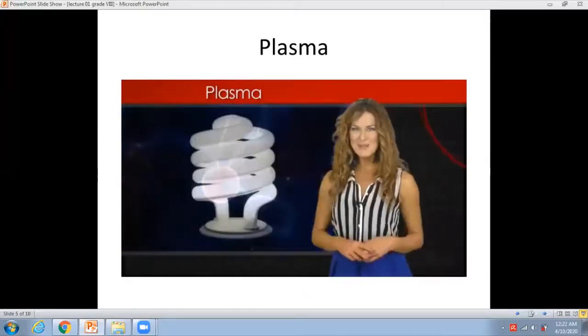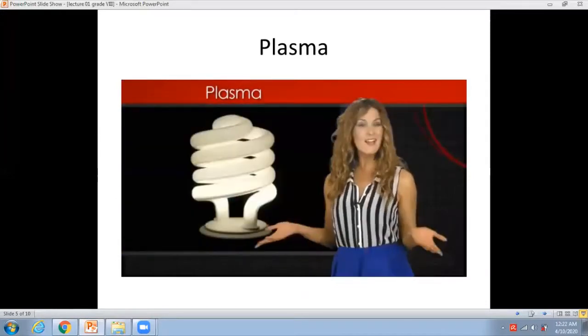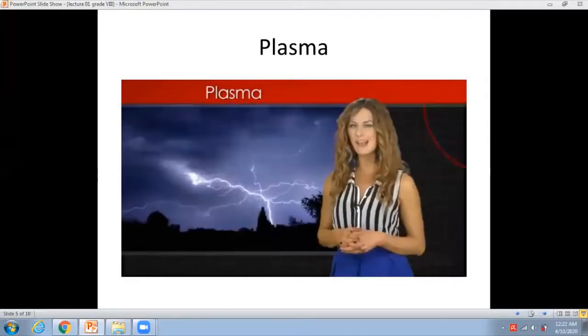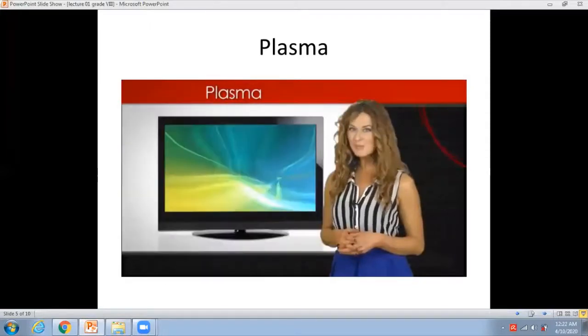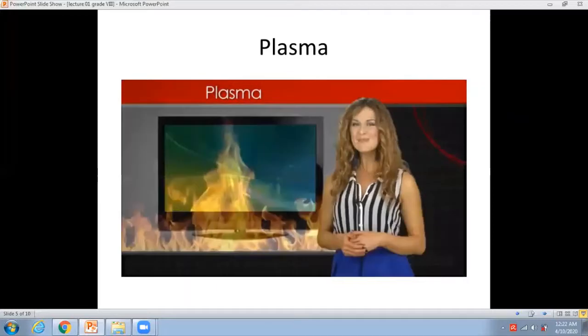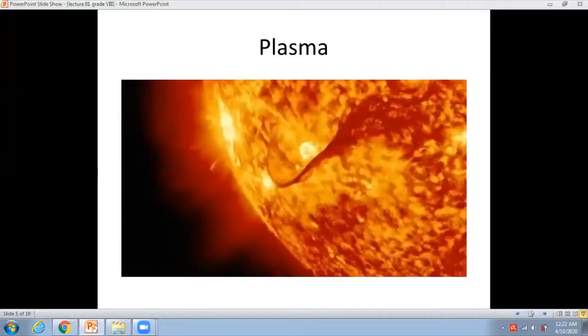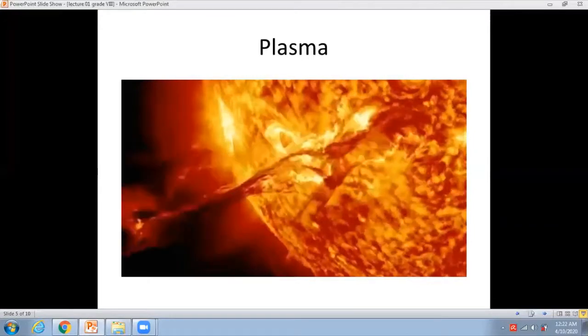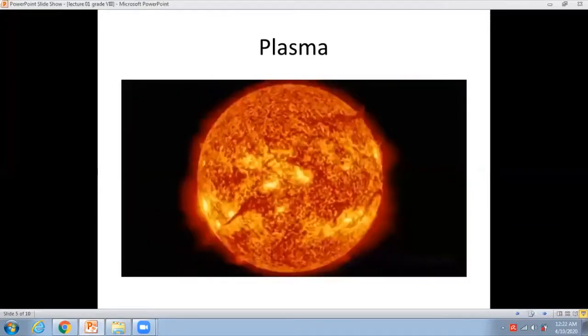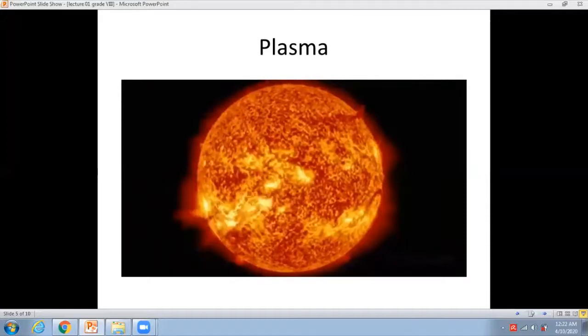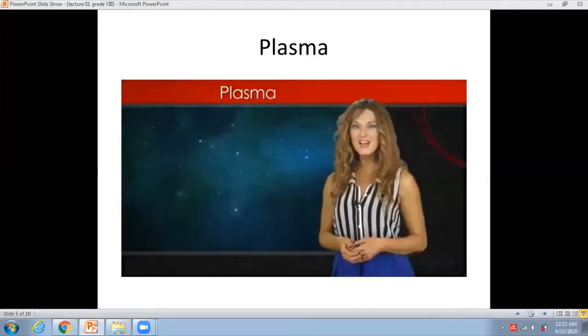Plasma gives neon and fluorescent lights their glow, is formed during lightning strikes, and of course is present in plasma televisions. Chemists also classify fire as a plasma. Plasma makes up our sun and is visible in the solar flares that erupt from its surface. Because plasma is the stuff of stars, it is the most common state of matter, making up about 99% of the observable universe.